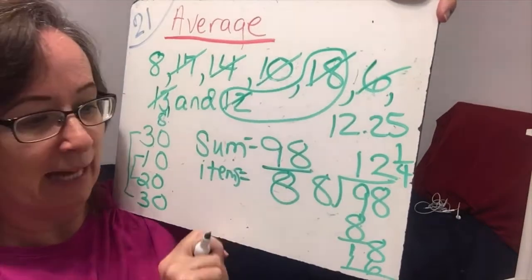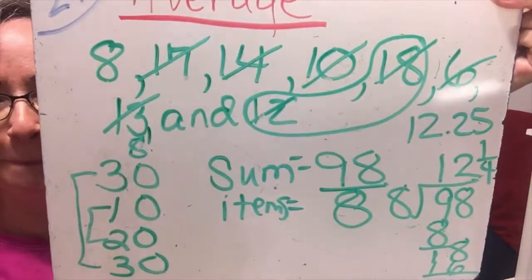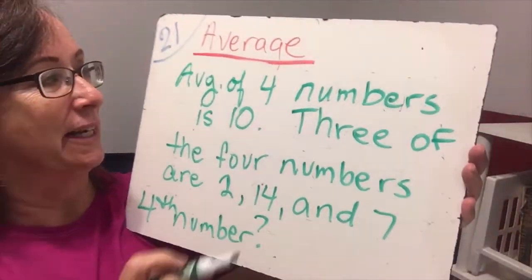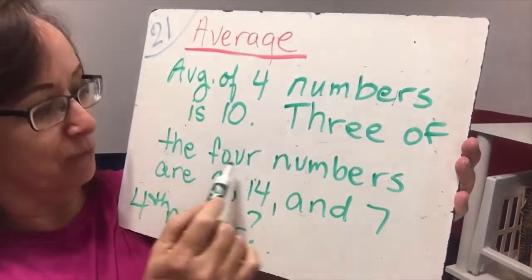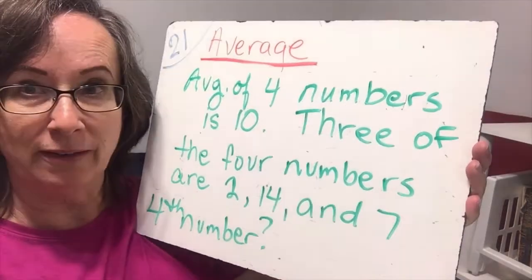So we will come back now with a third example. This one is our last example, and it's a fun one. The average of 4 numbers is 10. 3 of the 4 numbers are 2, 14, and 7. What is the 4th number?